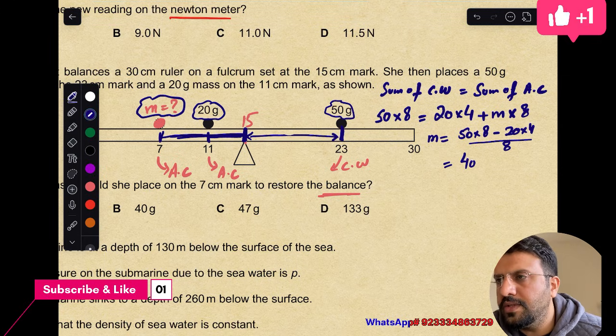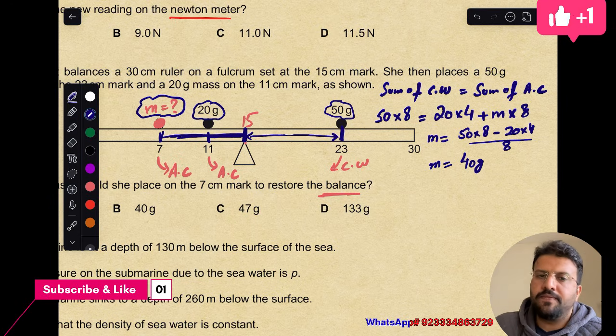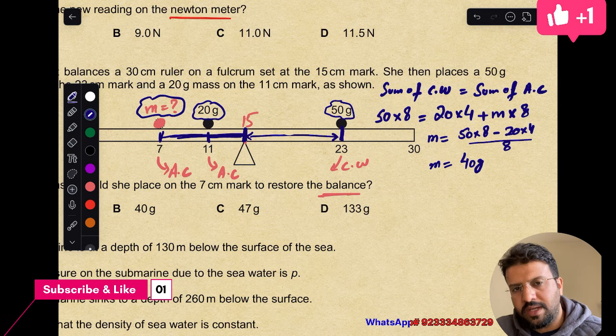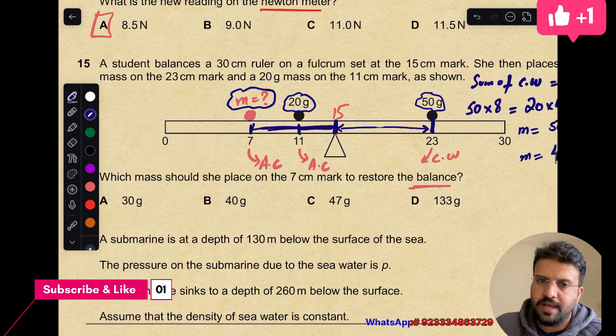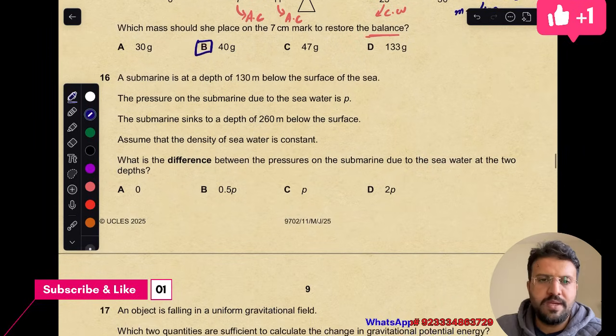Doing the calculation, you will get 40 grams. As I haven't converted the masses into kgs or the weights, I will get the answer in grams as well. So it will be the 40 gram, option B.